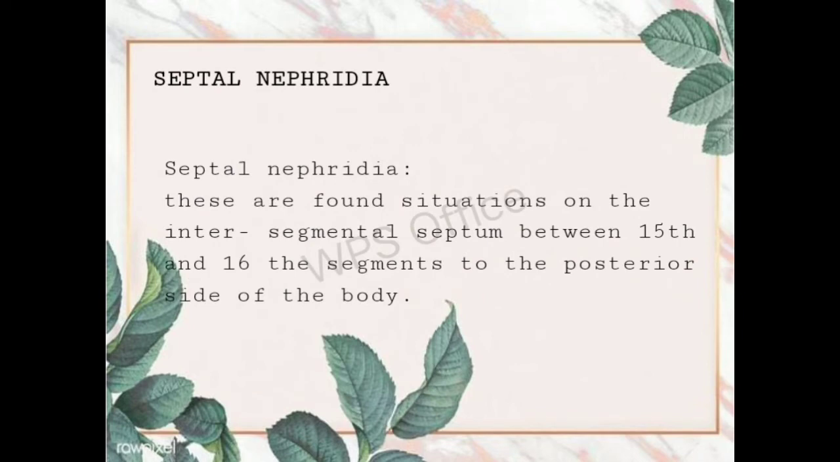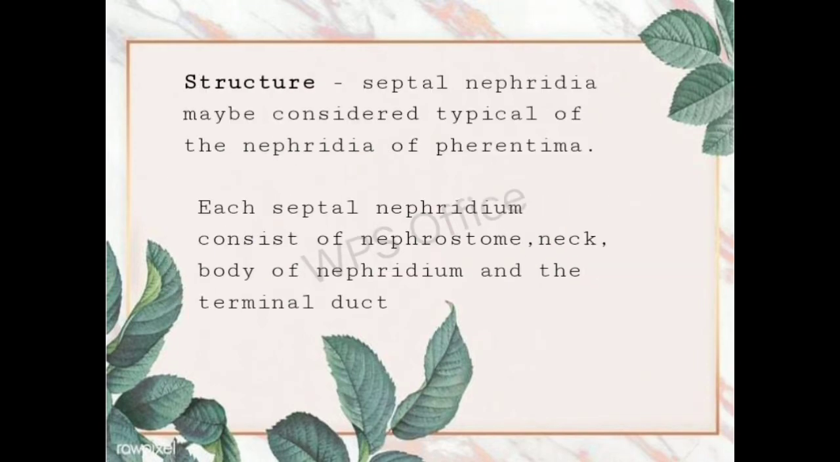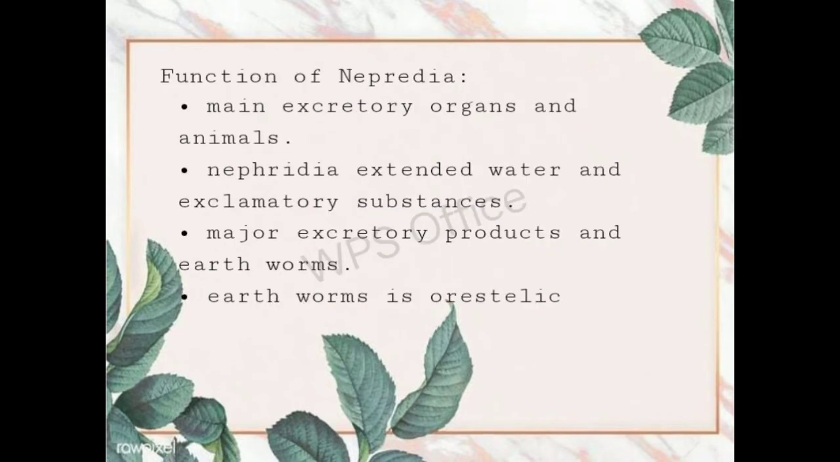And the last one, septal nephridia. These are found situated on the intersegmental septum between the 5th and 6th segments, and the segments posterior, inside of the body. Structure. Septal nephridia may be considered typical of the nephridia of the parenchyma. Each septal nephridium consists of a nephrostome, neck, body of nephridium, and the terminal duct.